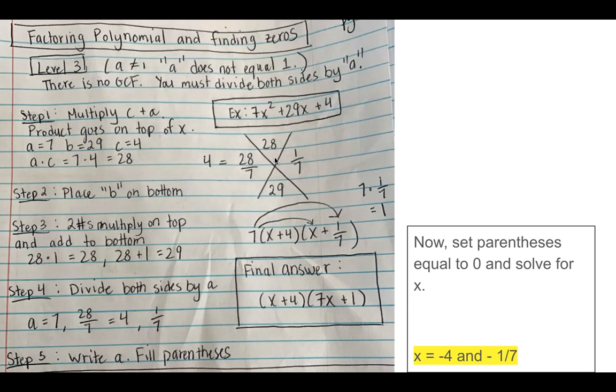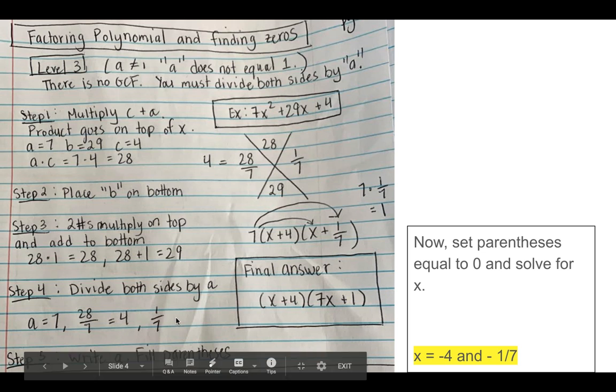So I'm looking for two numbers that are going to multiply to the top and add to the bottom. So I'm looking for two numbers that multiply to 28 and add to 29. Those two numbers are going to be 28 and 1, because 28 times 1 is 28, and 28 plus 1 is 29. So 28 on one side, 1 on the other side.